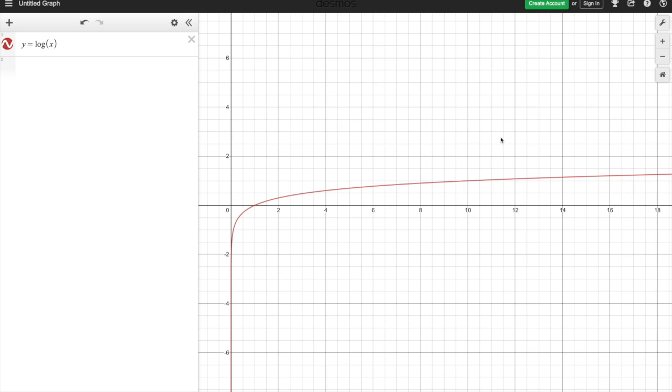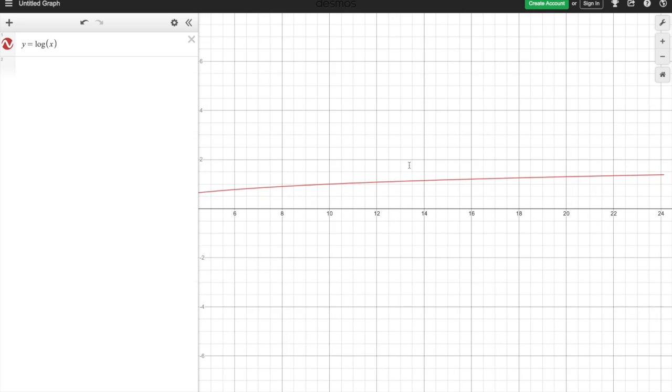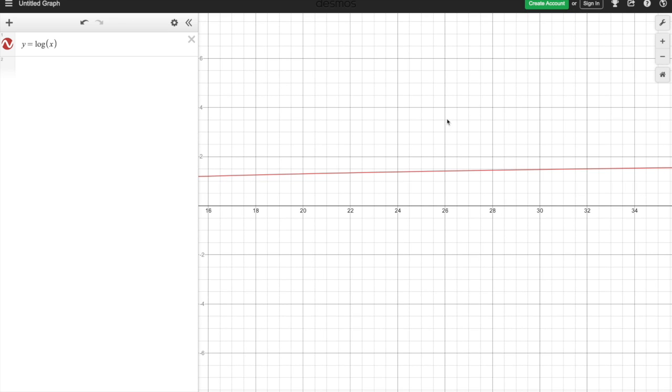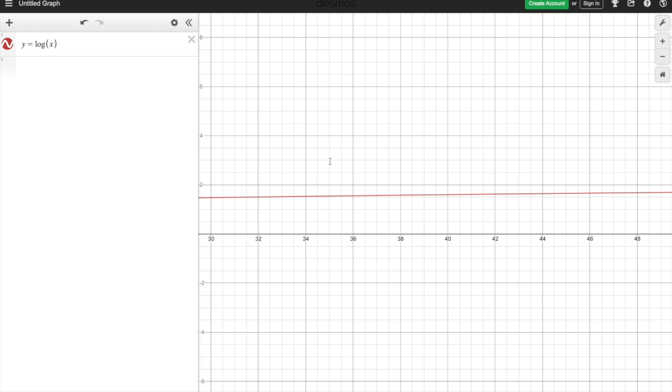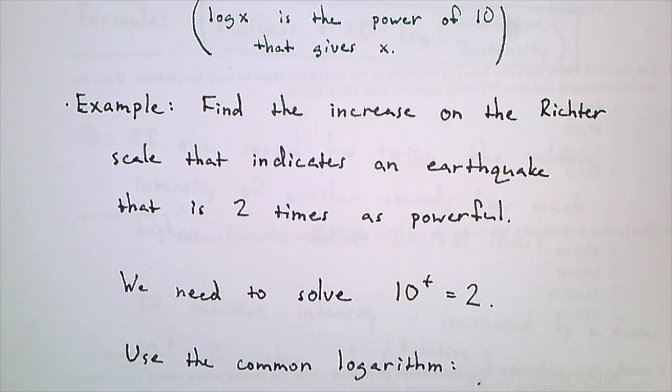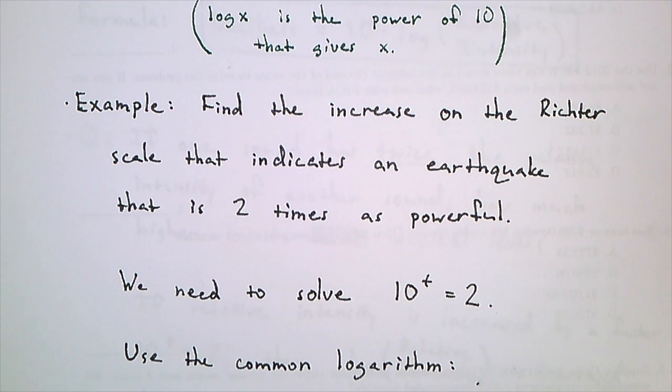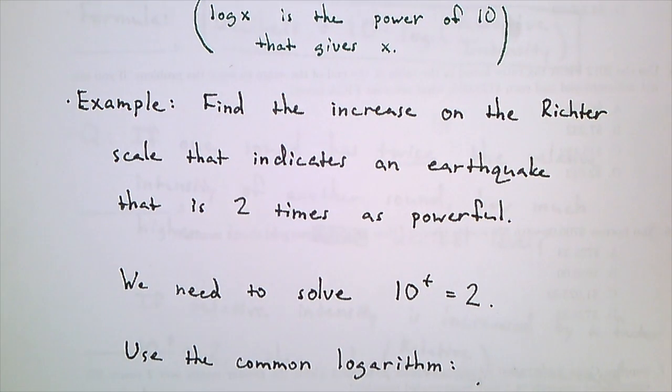Another characteristic that you should be familiar with is that the logarithmic function is concave down. It's curving downwards. That means the further over you go to the right, the graph is getting less and less steep.